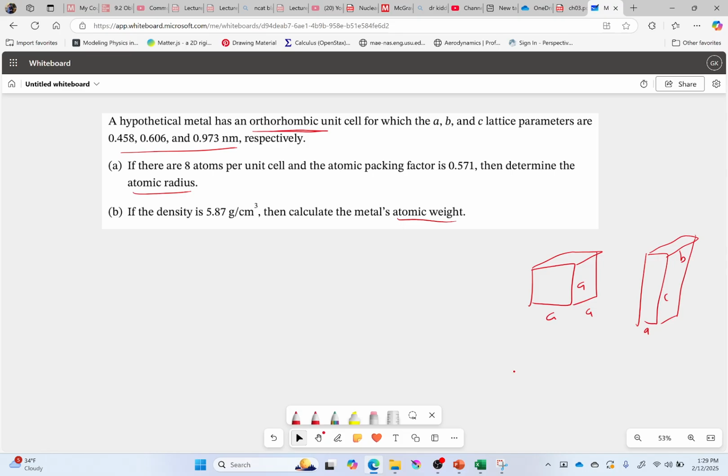So using that information, let's go ahead and solve this. It says if there are 8 atoms per unit cell and the atomic packing factor is 0.571, determine the atomic radius. Well, this isn't too bad. So atomic packing factor, don't overcomplicate what it is. All it's saying is, what is the volume of the atoms inside of the cell over the volume of the cell itself? Now, since this is orthorhombic and it's just a nice little box shape, the volume of the cell is really easy.